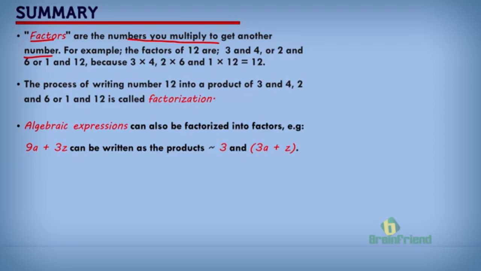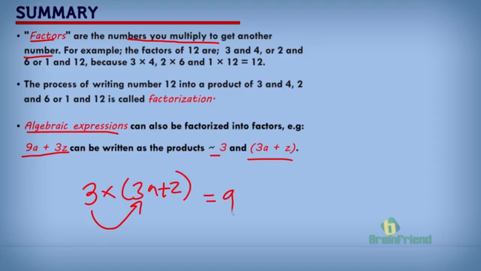We said aside from numbers, algebraic expressions can also be factorized into factors. For instance, we said 9a plus 3z can be written as their products. And their products are what? 3 and 3a plus z. Because when we multiply 3 times 3a plus z, we would have 3 multiplied by 3a gives us 9a, and 3 multiplied by z will give us 3z. So again, 3 and 3a plus z are the factors or the products of our algebraic expression 9a plus 3z. We learned how to factorize simple algebraic expressions and also quadratic algebraic expressions.